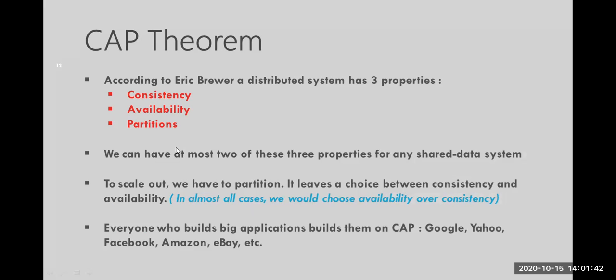To scale out, we have to partition. It leaves the choice between consistency and availability. In almost all cases, we would choose availability over consistency. Everyone who builds big applications builds them on the CAP. The big players like Google, Yahoo, Facebook, Amazon, eBay, these are some of the web portals, are always using the CAP theorem in their development process.